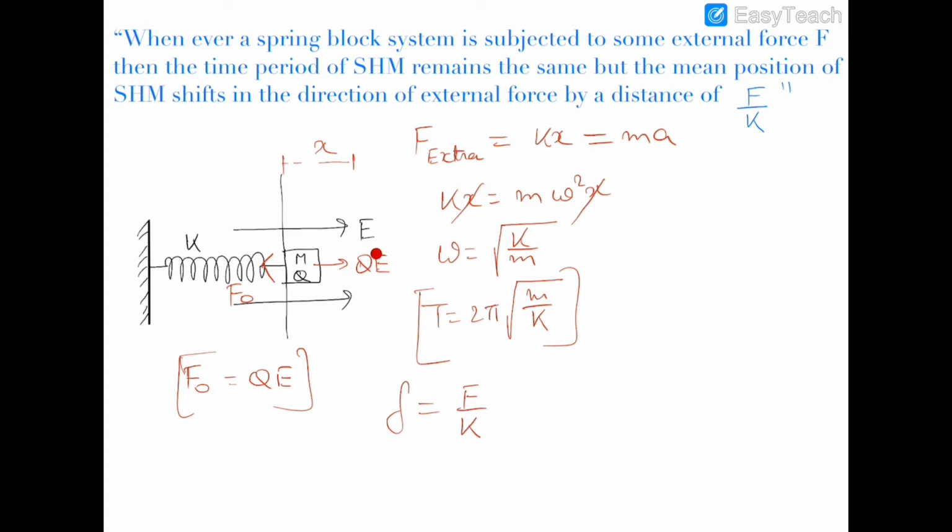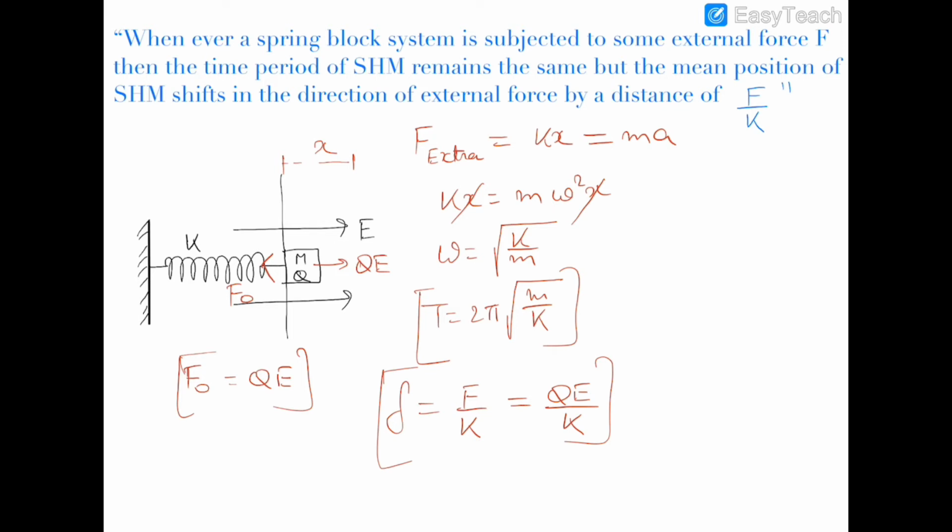Now in this case, the external force which is acting on the block is QE, and therefore the shift in the mean position will be QE by K. So the only difference which is seen in this type of question, in which there is some external force which is also constant and is acting on a spring block system, is that the time period will still remain the same, but the mean position will be shifted by a distance of F external upon K in the direction of external force.